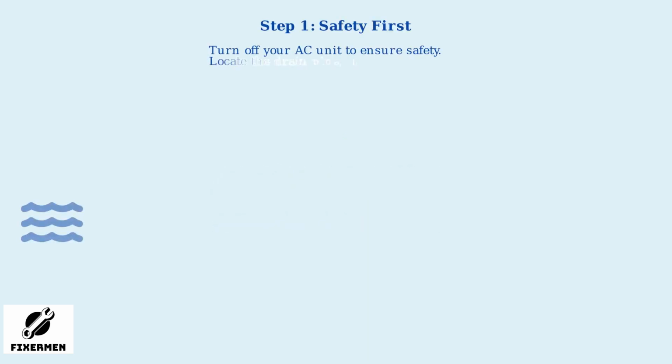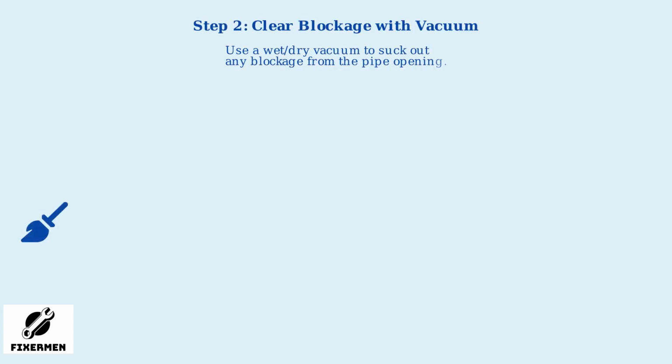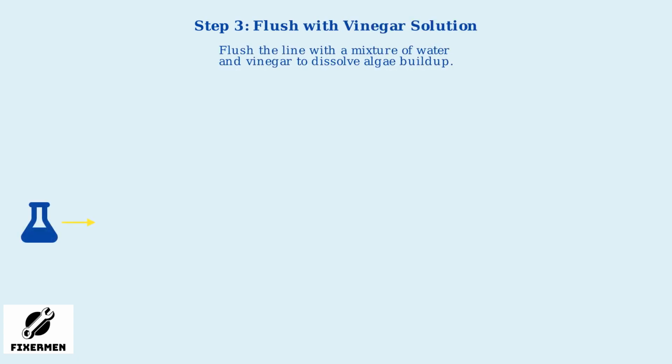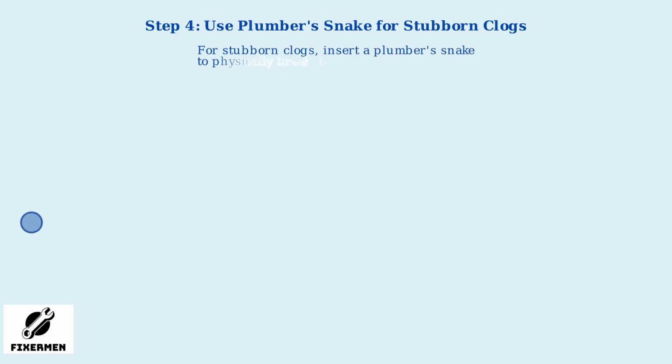First, ensure safety by turning off your AC unit. Then, locate the drain pipe, which is typically a PVC pipe near the indoor unit. Next, use a wet-dry vacuum to remove any visible blockage from the drain pipe opening. Alternatively, flush the drain line with a mixture of water and vinegar to break down algae and other organic buildup. For more persistent blockages, use a plumber's snake to mechanically clear the clog from inside the pipe.